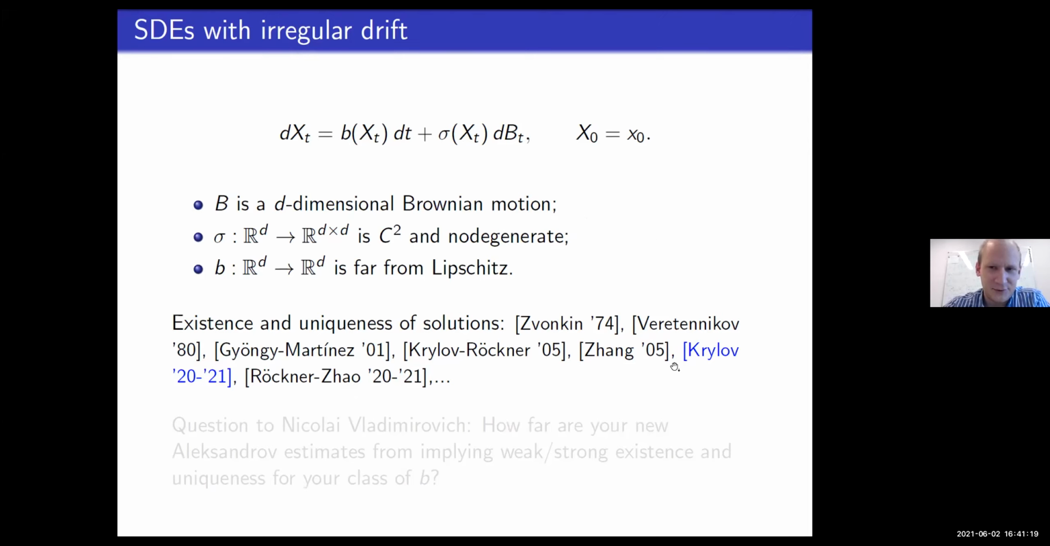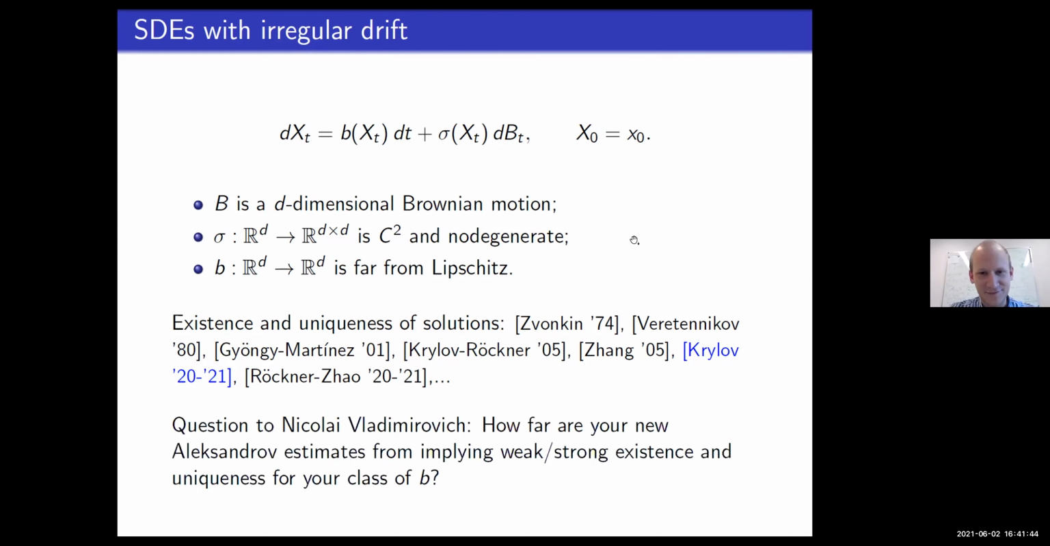One series of works is the one we heard about from Nikolai Vladimirovich. This last year, I think he had at least 5 or maybe more papers on this, and this is probably the last one that we heard about. And actually, this is what my question would relate to: whether these Alexander estimates are already enough, or how far from enough they are, to imply existence and uniqueness of solutions for this kind of drift B.